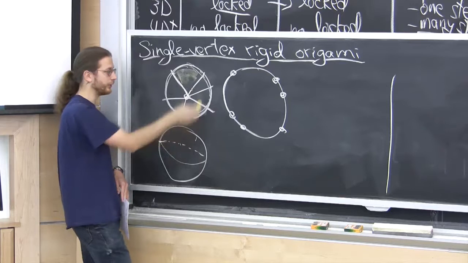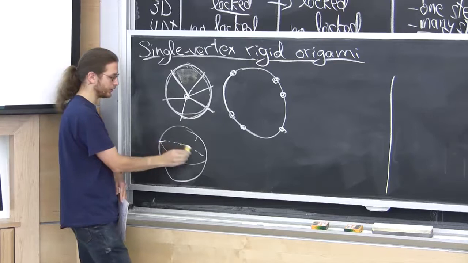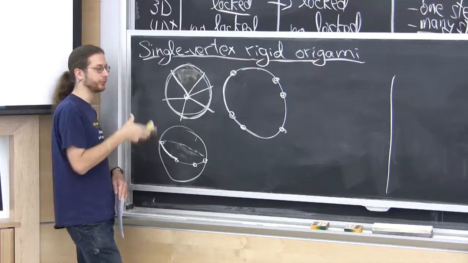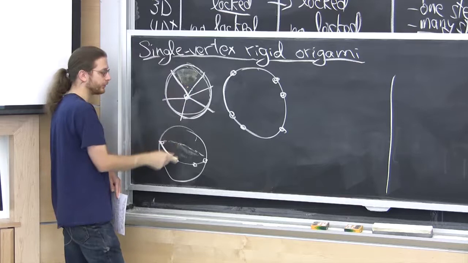The boundary lies on the boundary of the sphere. The interior of the paper is inside the sphere, right along the flat part there. As you fold, these points will stay on the sphere, and these edge lengths will be preserved. They're arcs on the sphere. There'll be great circular arcs at all times. So folding this thing in three space is really equivalent to folding this linkage on the sphere.